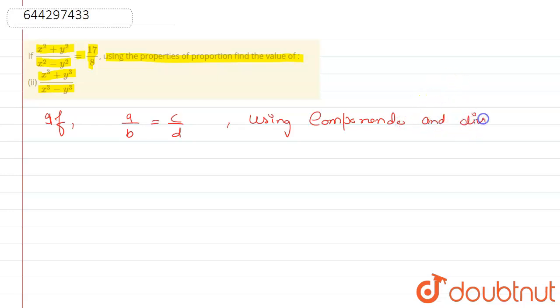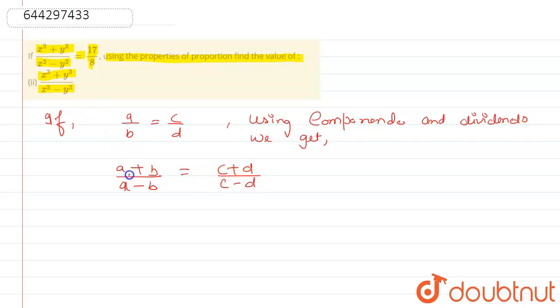So now here by using componendo and dividendo, we get here, if a by b is equal to c by d, then using componendo and dividendo, we get (a plus b) by (a minus b) is equal to (c plus d) by (c minus d).